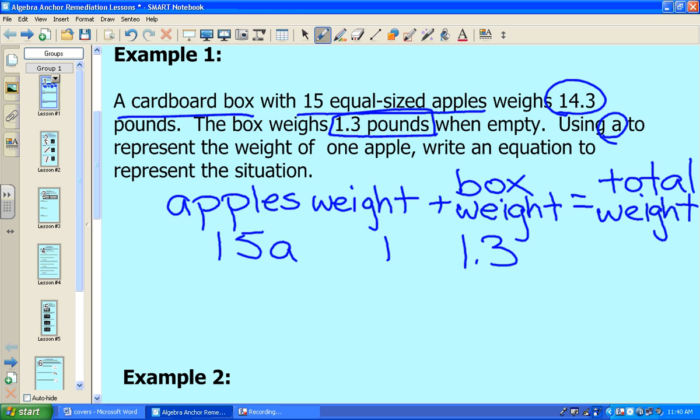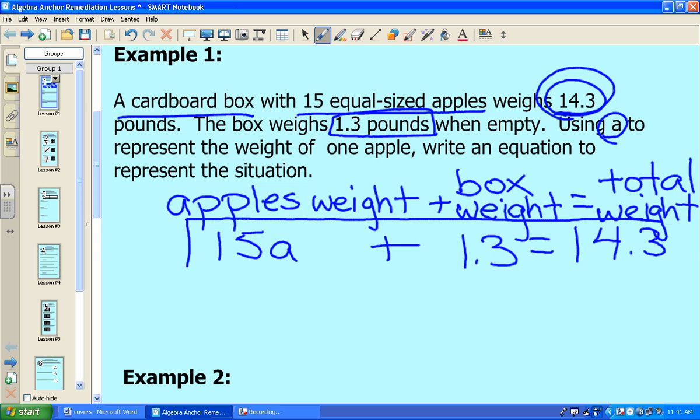Okay, so we're going to add the apple weight to the box weight, and that will give us the total weight. Now, in the problem, it tells us what the total weight is. Right here it says a cardboard box with the apples weighs 14.3 pounds. Right there, that is the total weight. So you're going to write that right there. That is all the problem wants you to do, just write the equation. So 15A plus 1.3 equals 14.3 is the equation answer.